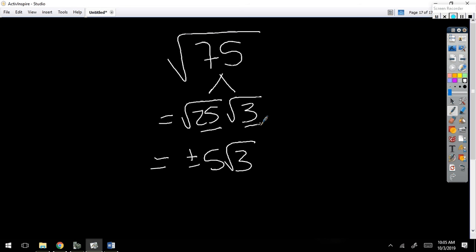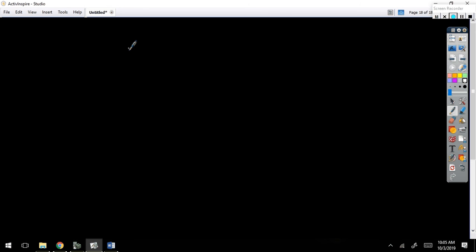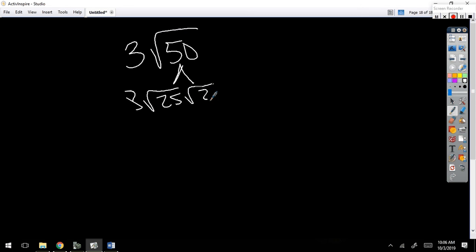So if you had something like, let's say I had 3 times the square root of 50. This one, I would need to do this again here. So I've got 3 on the outside, square root of 25, square root of 2. Square root of 25 is 5, so this is a multiply. So 15 times the square root of 2.